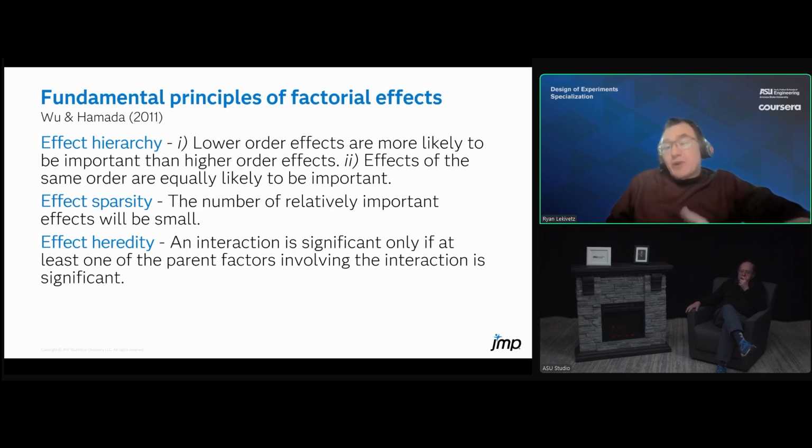Now, usually, at least when I'm thinking about the screening case, the number of relatively important effects will be small. By that, I mean you might say all of my factors I think are going to be important, but the main drivers are going to be sparse. If I really look at those most important effects, generally we may not expect there to be that many of them, that idea of effect sparsity. And then effect heredity just says that an interaction is typically going to be significant if at least one of the parent factors is significant.